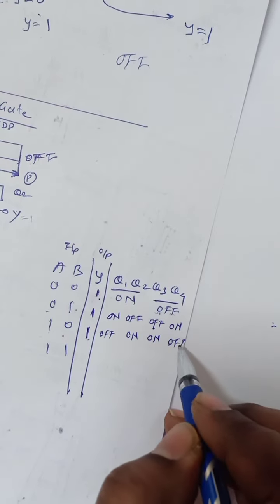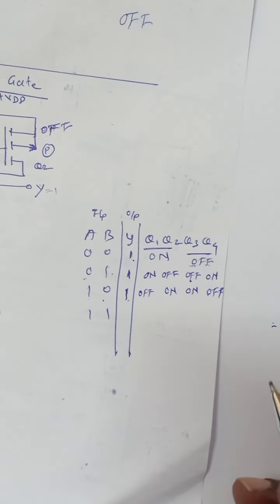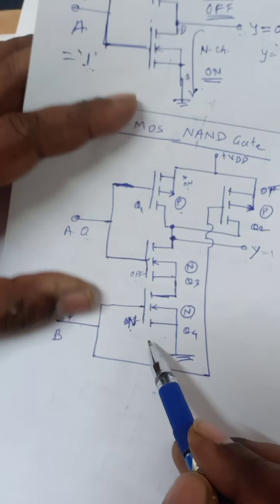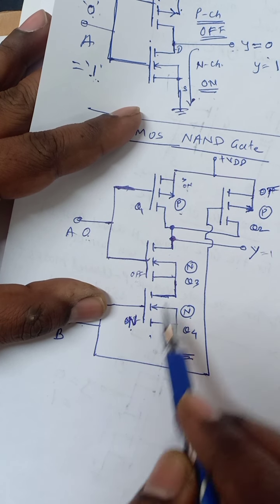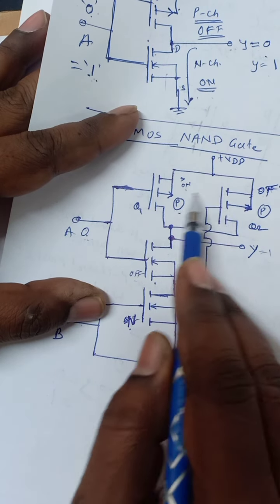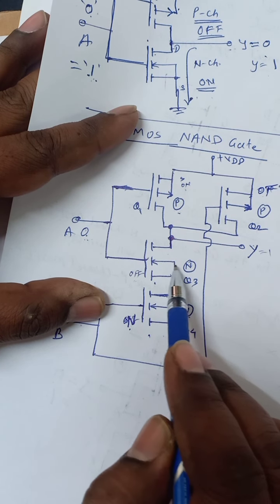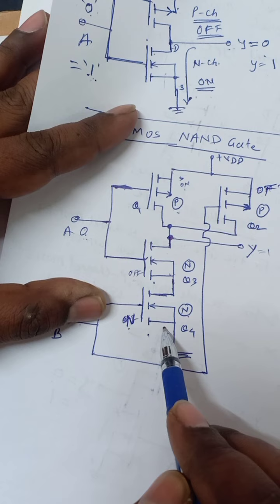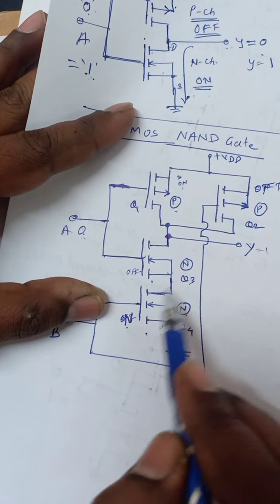Okay, so still this transistor is in off state and this is in on state. Okay, so current flows through it. Here it is on state, but this one is in off state. So that's why it offers high resistance, and you will develop the high voltage.